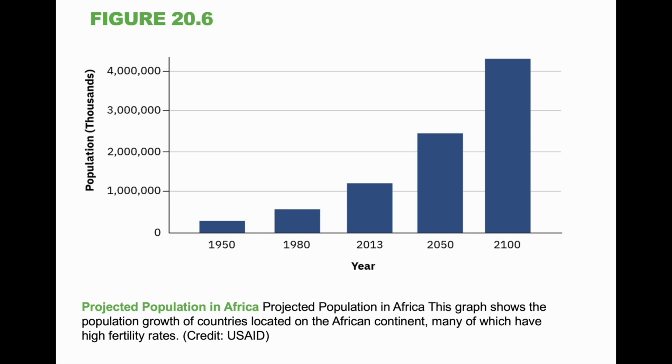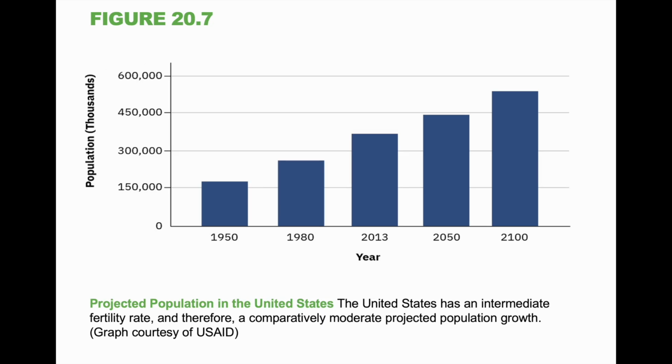Figure 20.6. Projected population in Africa. This graph shows the population growth of countries located on the African continent, many of which have high fertility rates. Figure 20.7. Projected population in the United States. The United States has an intermediate fertility rate and therefore a comparatively moderate projected population growth.